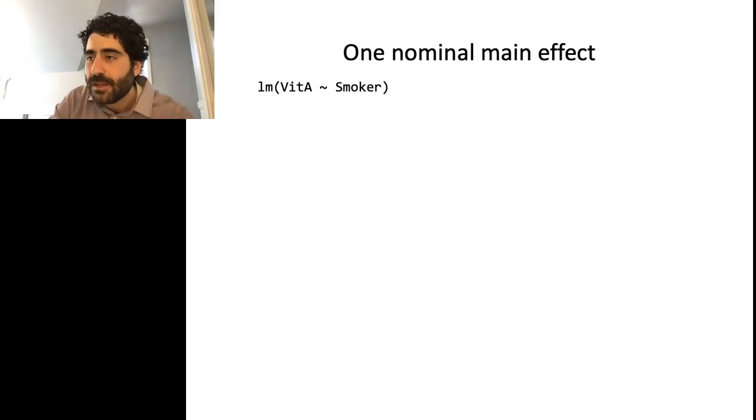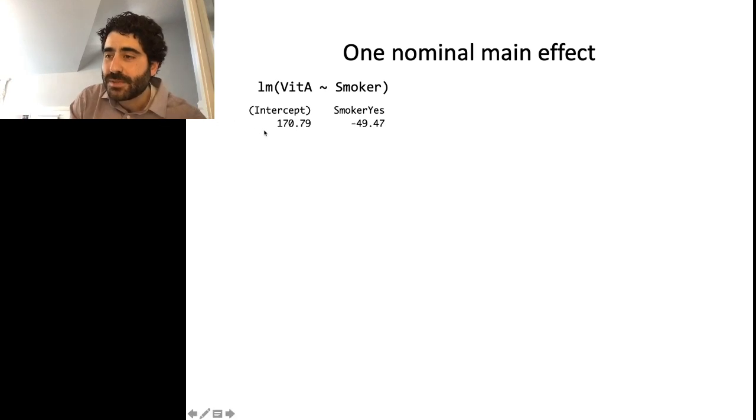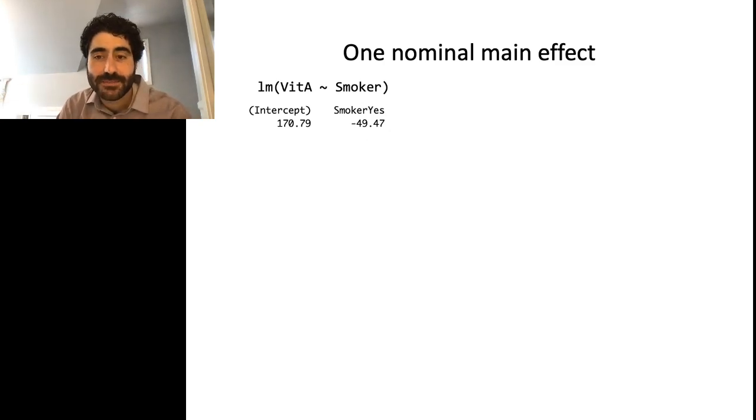Okay, so the relatively simple model here would be trying to predict people's vitamin A levels based on whether or not they smoke. So in R, we'd write this as predicting vitamin A based on whether or not someone is a smoker. If you use this linear model function, it'll pop out these two numbers. What these numbers mean is our prediction model is going to work like this. If someone comes in and we want to predict their vitamin A levels, first we start by just predicting 171 for every person. And if this person is a smoker, we're going to adjust our prediction down by 49.